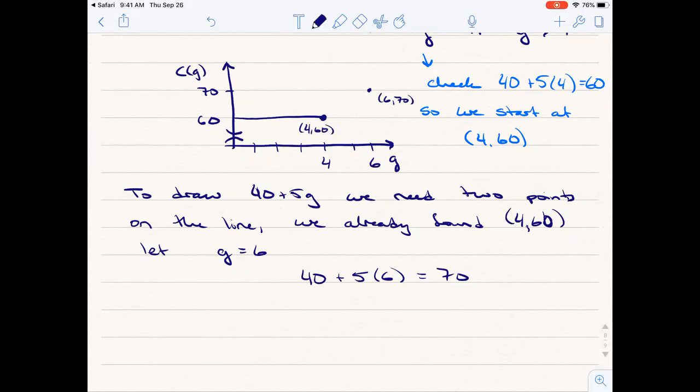Now that I have these points, you take any straight edge, like some paper, connect these two, and extend the line. Ta-da. Drawn a straight line. So to draw a straight line, all you need is 2 points on the graph.